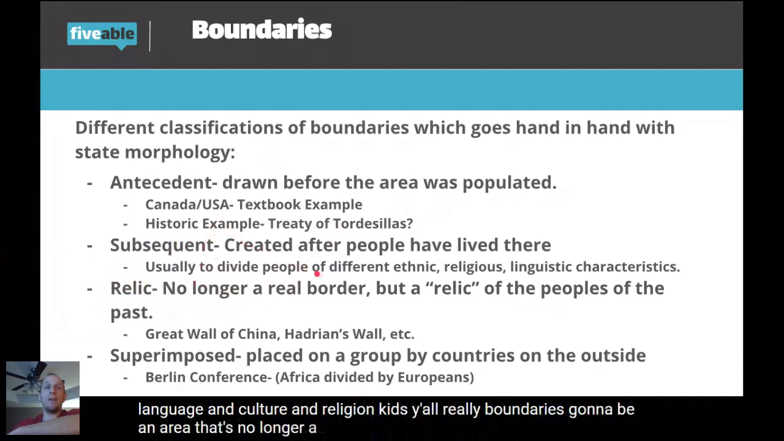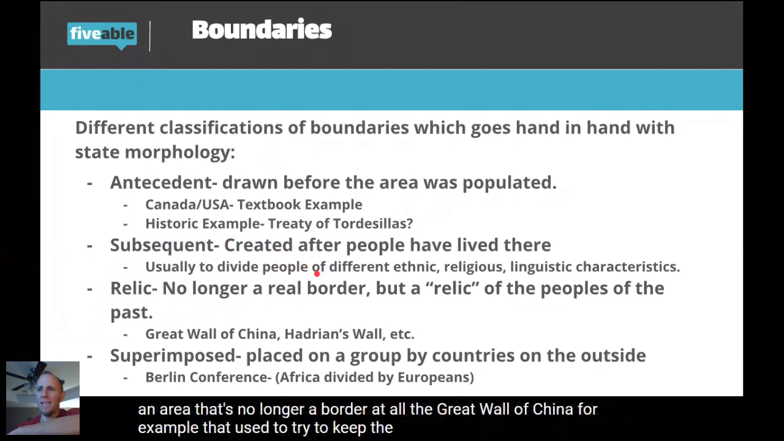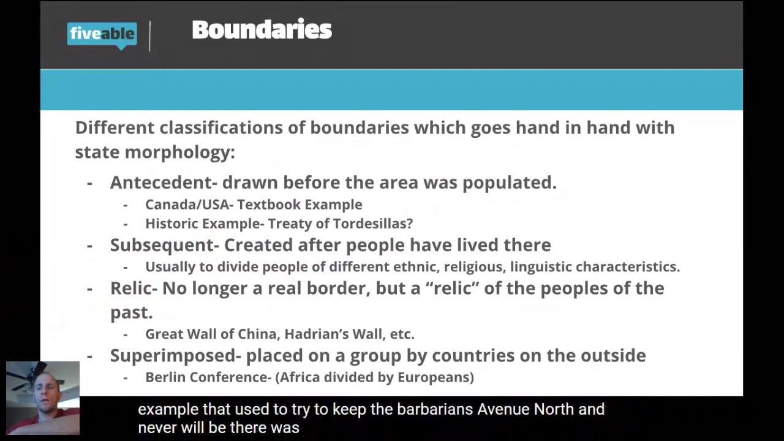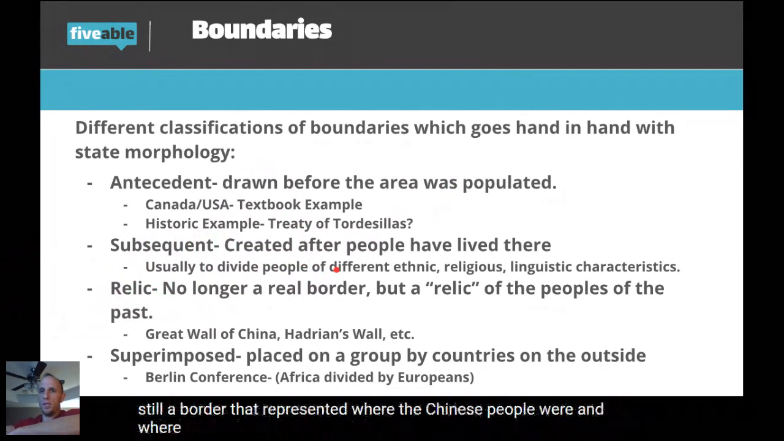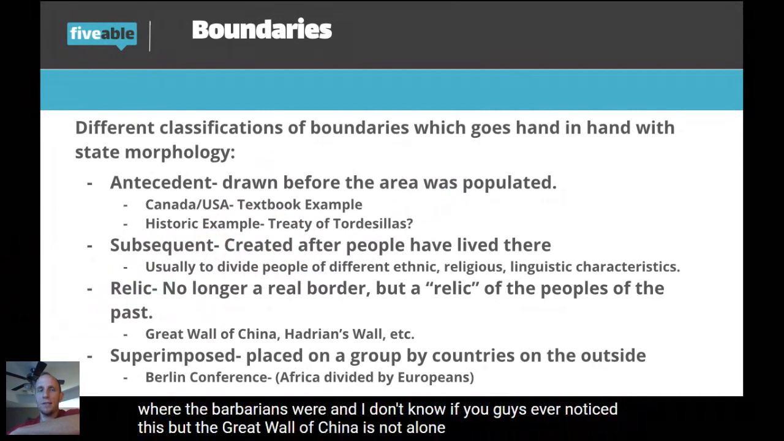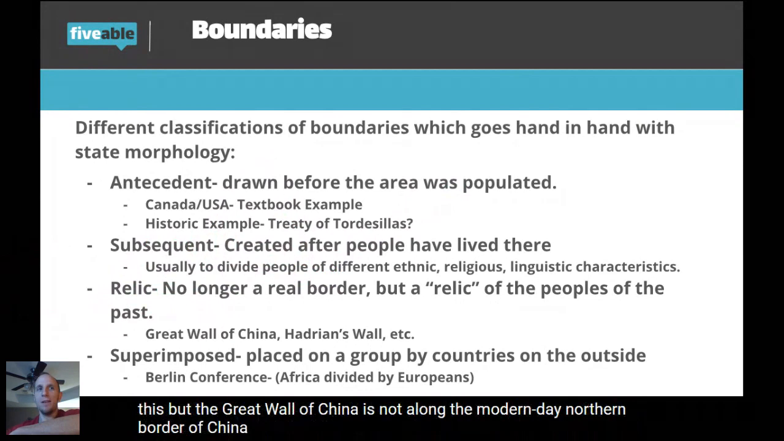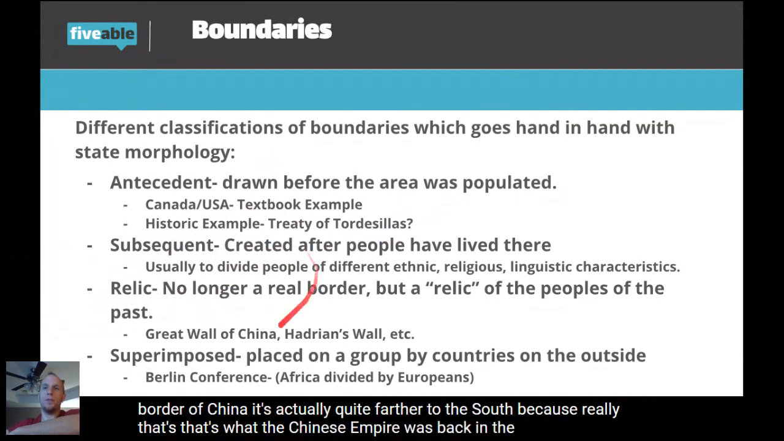A relic boundary is going to be an area that's no longer a border at all. The Great Wall of China, for example, used to try to keep the barbarians out of the north. There was never a time that it worked for them, but it was still a border that represented where the Chinese people were and where the barbarians were. And I don't know if you guys ever noticed this, but the Great Wall of China is not along the modern day northern border of China. It's actually quite further to the south, because really that's what the Chinese Empire was back in the day.